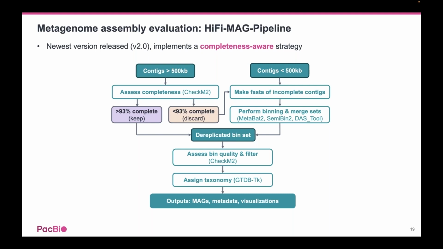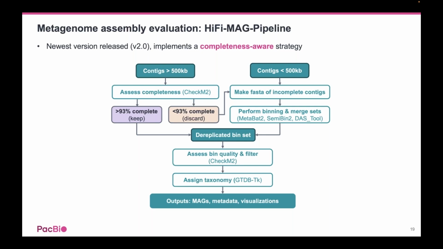So the first step takes all contigs greater than 500,000 bases and individually assesses them for completeness using CheckM2. Anything that's greater than 93% complete, we move it to a dereplicated bin set where each of these complete contigs is in an individual bin. Anything less than 93%, we sort of discard. We move that back to the pile of incomplete contigs. And so there, we're taking these incomplete longer contigs and then those shorter contigs to create one FASTA file of what is incomplete contigs.